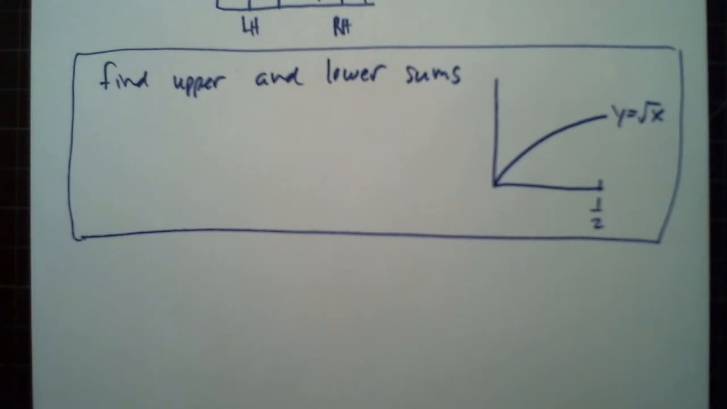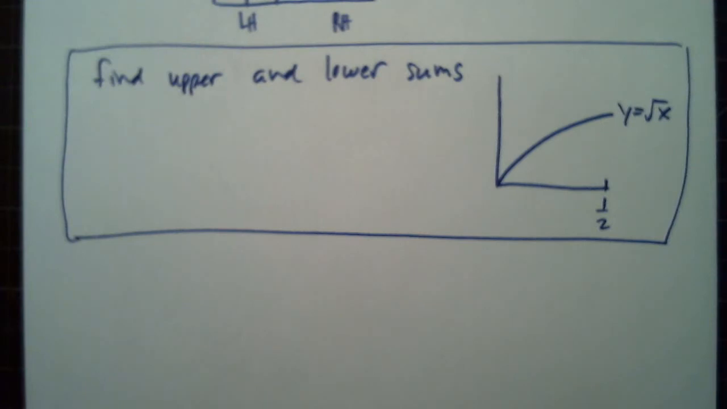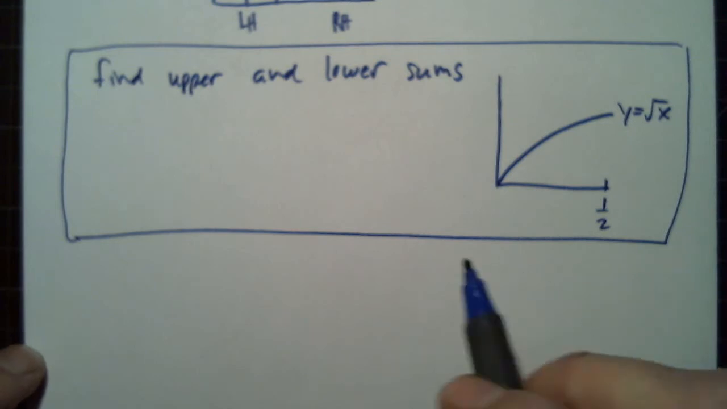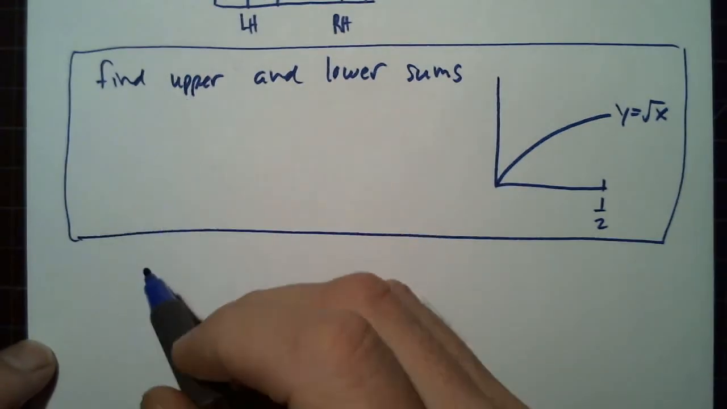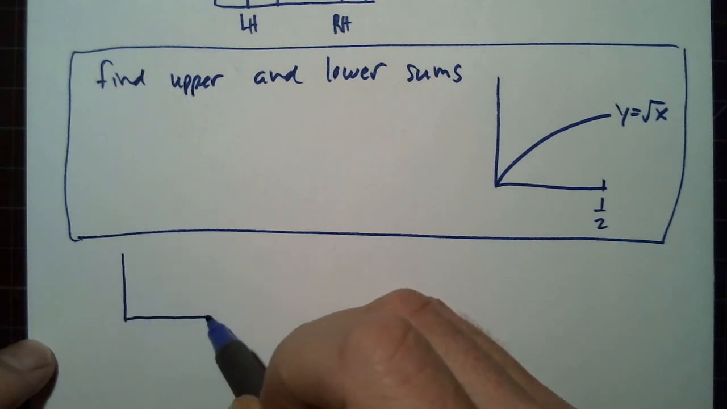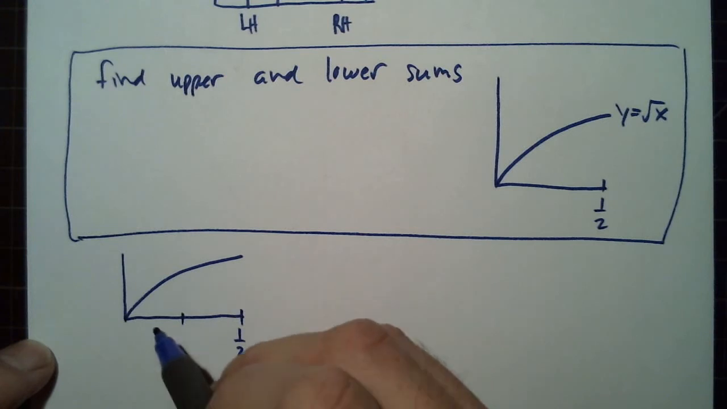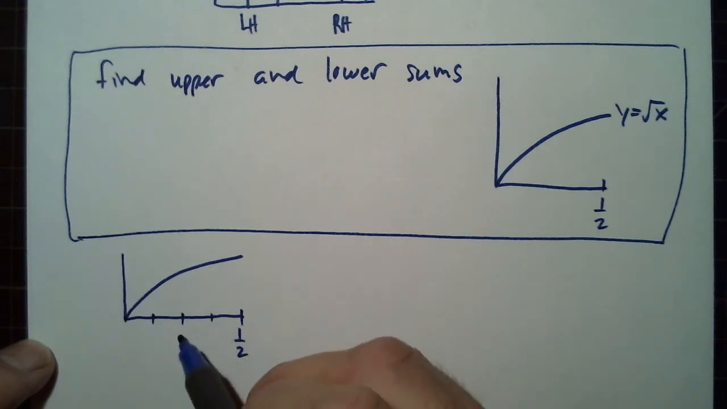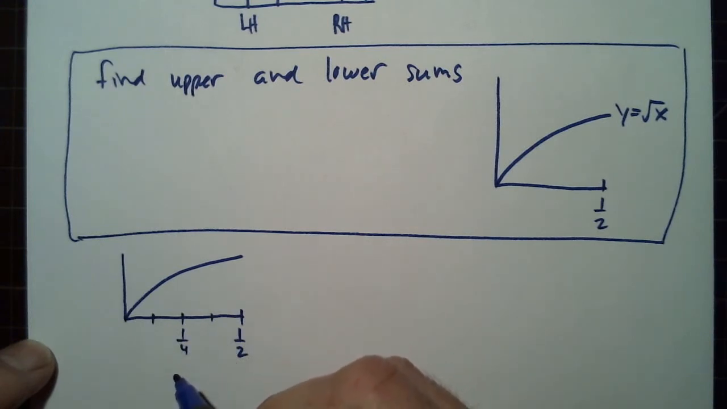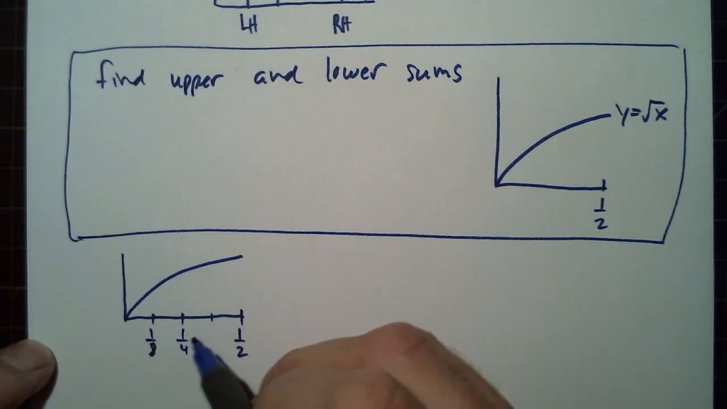Okay, so we'll divide this up, and we're going to do 4 rectangles. So if we have the upper sum, we have to divide this into 4 subintervals. So there's 1/4, 1/8, 3/8.